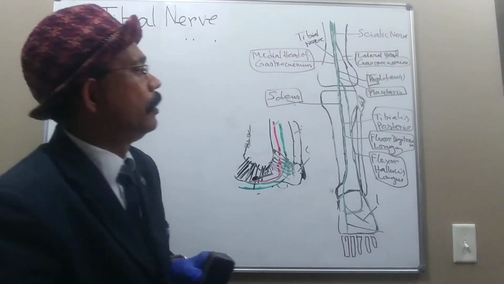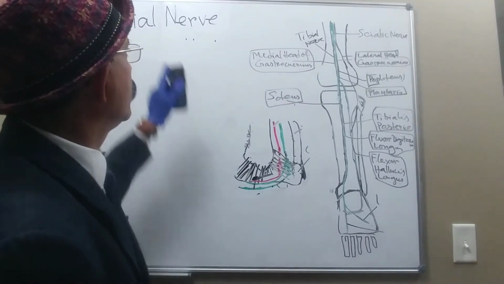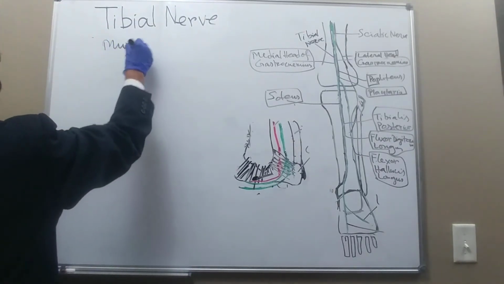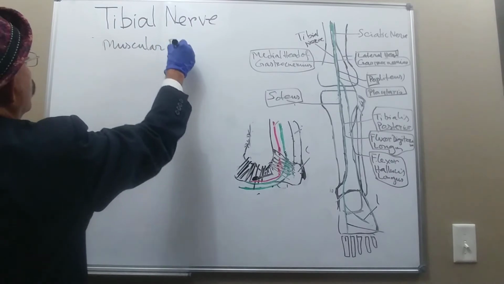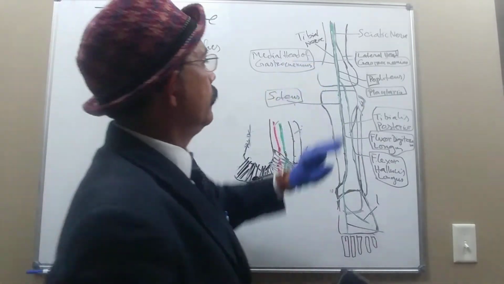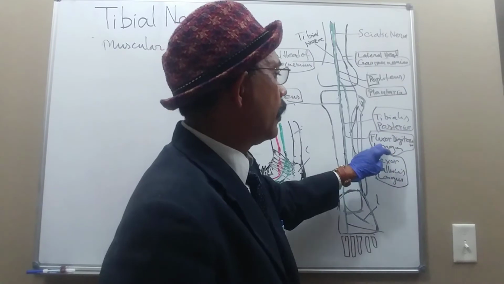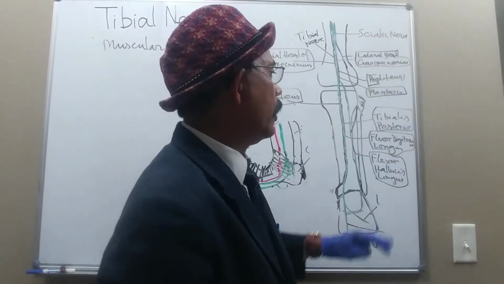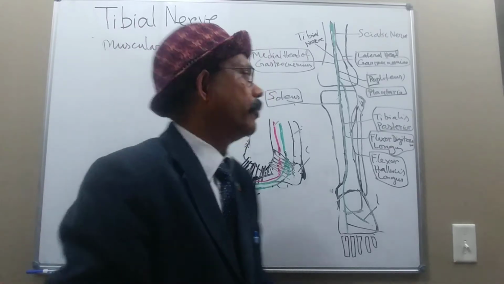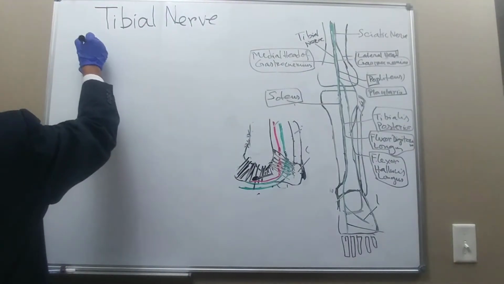Okay, we got the muscular branches of the tibial nerve. So we can write it here again. Muscular branches like that of the gastrocnemius, soleus, plantaris, popliteus, tibialis posterior, flexor digitorum longus, flexor hallucis longus. These are the muscular branches. Okay. Then we'll go to the articular branches.